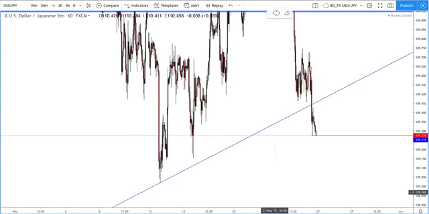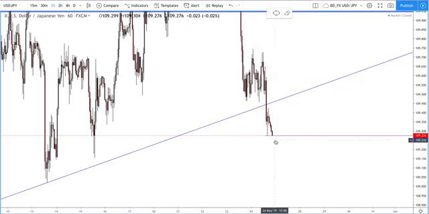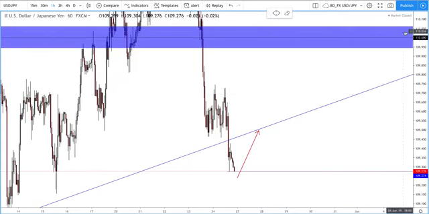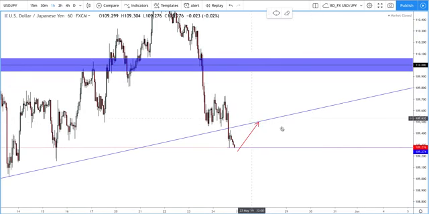But I do think in any case, we might just see a pullback on this from around these levels up to this trend line. And whether we are in a downtrend and we're going to roll over, we'll see that rejection around there. Or if not, we'll see a push higher. So that's what I'm looking out for on USD JPY at the moment.